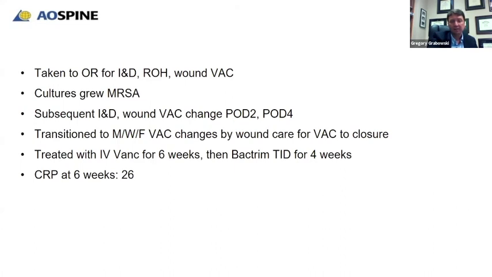She was treated with IV Vanc for 6 weeks. Again, even though she had her instrumentation removed, the thought there was that she'd already had a failure of an IND and a course of antibiotics, and then transitioned to Bactrim PID for 4 weeks. Ultimately, her CRP at the 6-week mark was 26.